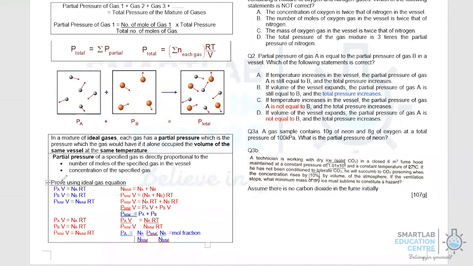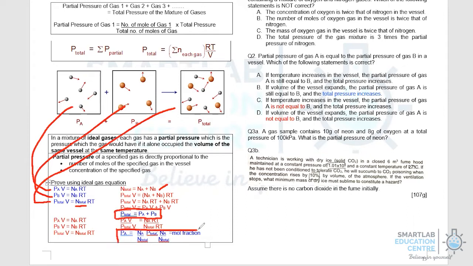Let's now apply the ideal gas equation for each of the vessels. So in the case of PA it will be this, in the case of PB it will be this one, and in the case of P total it will be this. And knowing that n total is equal to nA plus nB, we can then manipulate it till we end up with the expression that P total is the summation of all the partial pressures. But more importantly, this is the equation that we'll normally use for our calculations.